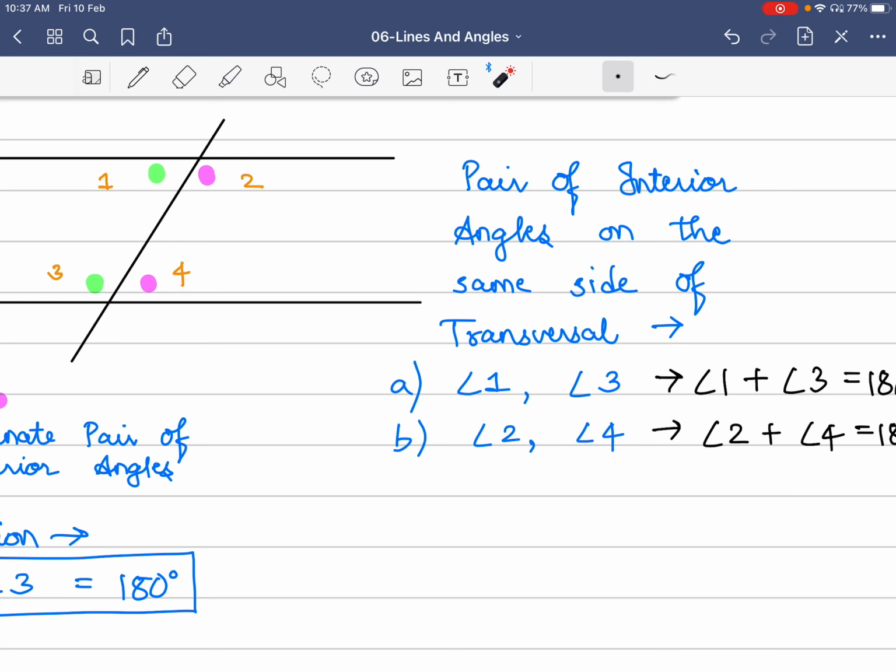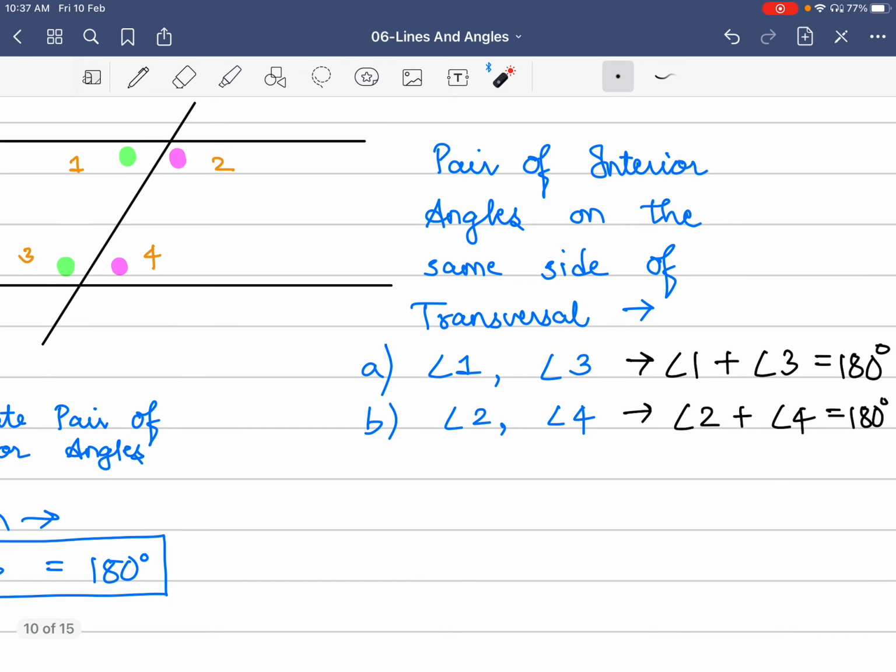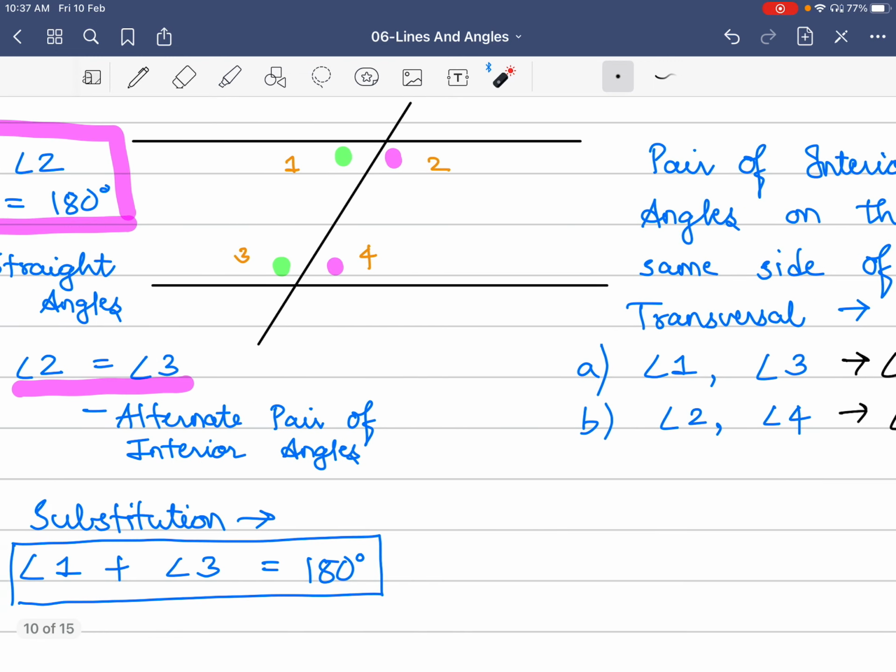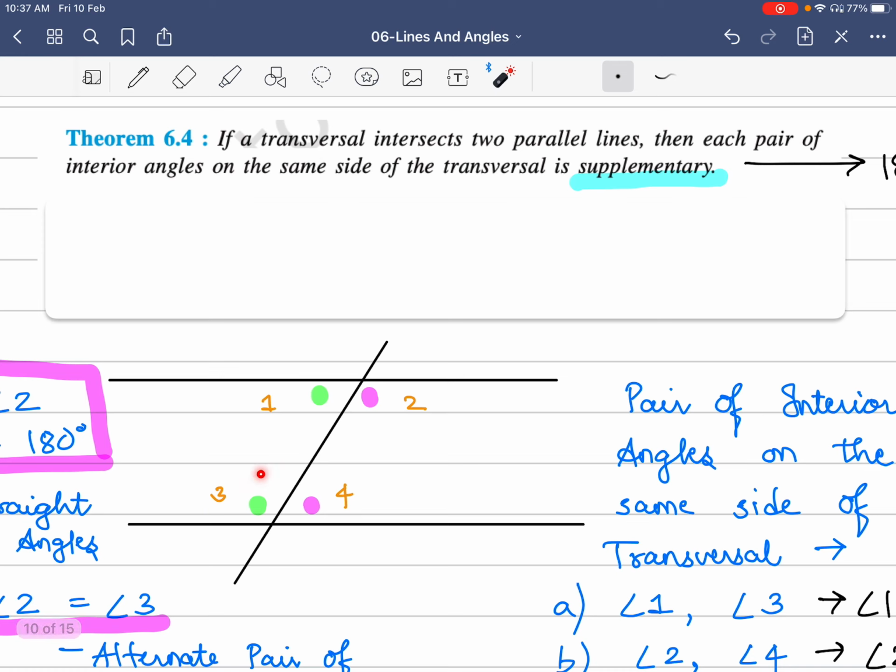So 4 plus 2 will also be equal to 180 degrees. So this is the theorem that we have proved, that interior angles which are on the same side of the transversal will always be supplementary.